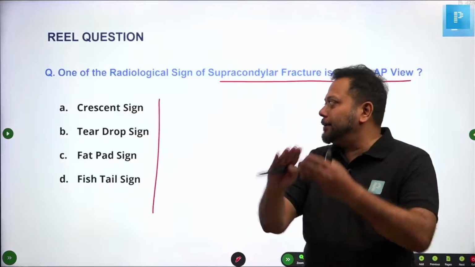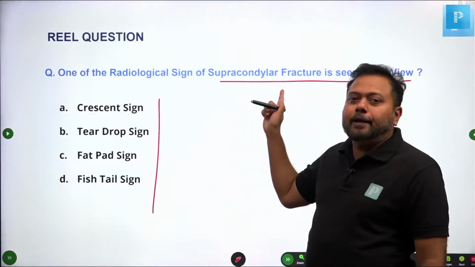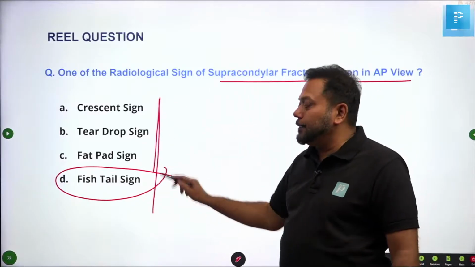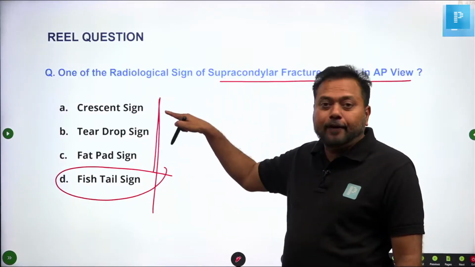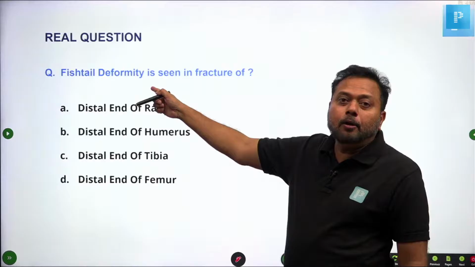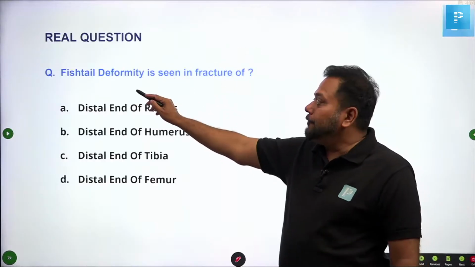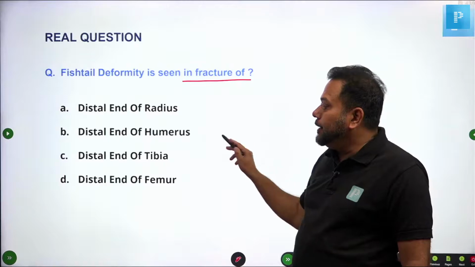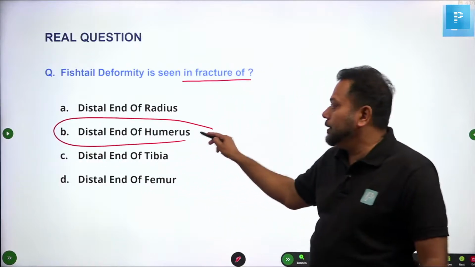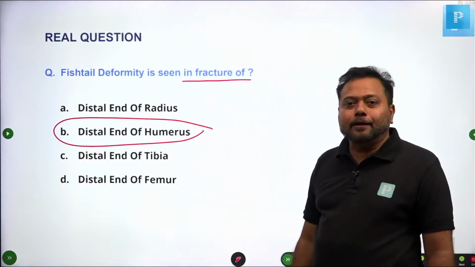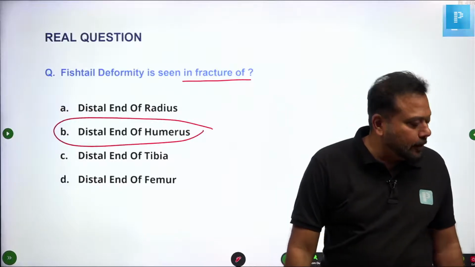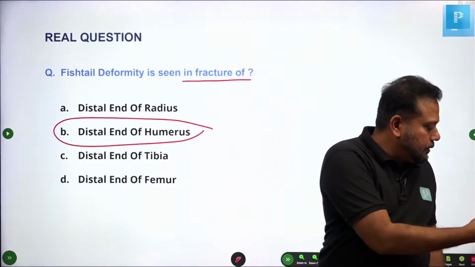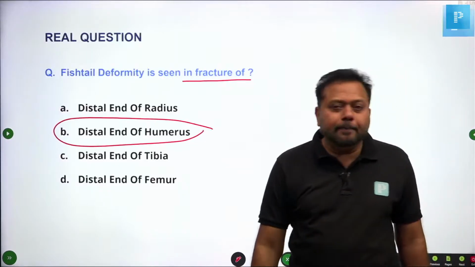it correctly. Great. So the only radiological sign that is seen in the AP view is the fishtail sign. All other things are seen in the lateral view. I framed this question. Now you see the real question of INICET: Fishtail deformity is seen in which fracture? It is seen in the distal end of humerus, that is supracondylar fracture. This is the original INICET question. Okay, very good. Maybe all of you have answered.